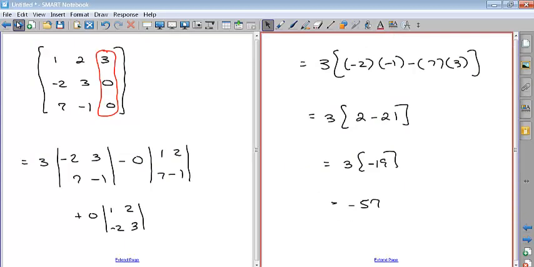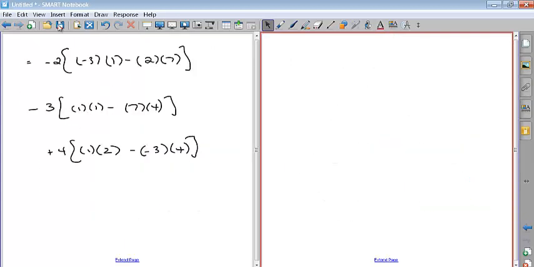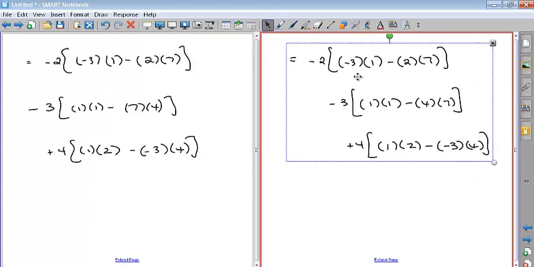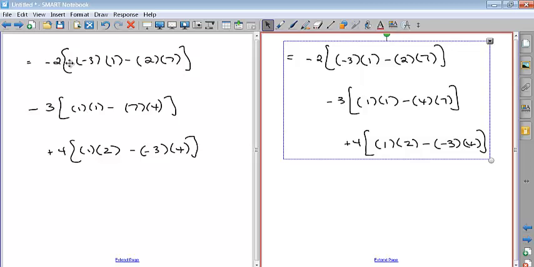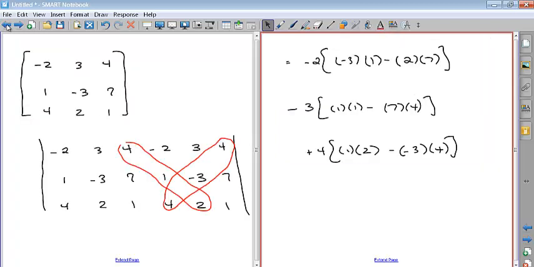Let's just compare what we get. So you see I got negative 2 times negative 1, 3 times 1 minus 2, okay, that's right. I get negative 3 times 1 times 1, 4 times 7, 7 times 4, same thing. Positive 4, so you see they're exactly the same thing. So that's another way of doing it without using cofactors.